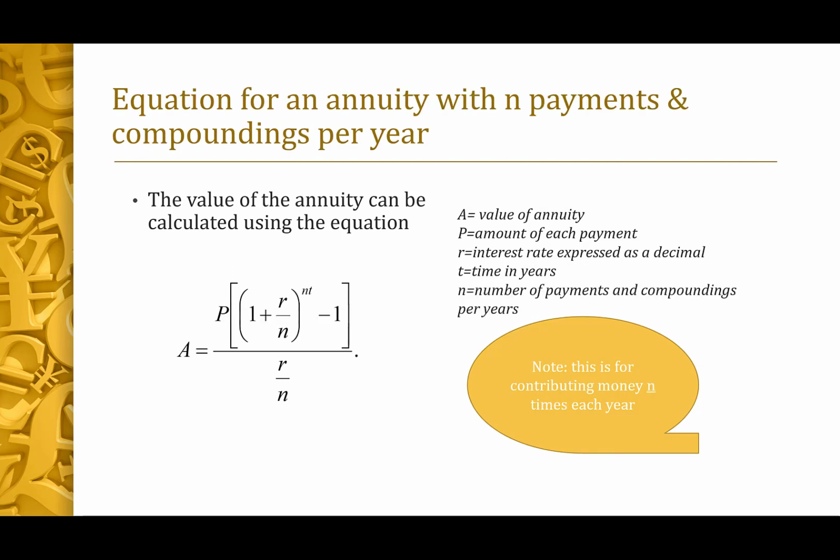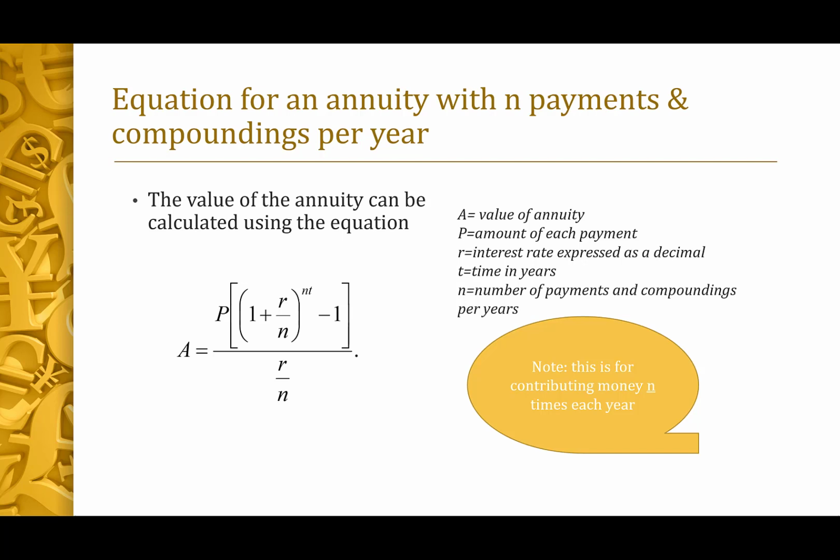If we have more payments that we're going to make, so say we don't want to make one payment a year, we want to make maybe 10 or 12 or 5, some other number, any number n. So our equation for making n payments and having that many compoundings a year is A is equal to P times big parentheses 1 plus R over n parentheses to the nt minus 1, and then divided by R over n. So now, A is still the future amount, P is still the payment you're making, R is still the interest rate as a decimal, T is still time in years, but n is how many payments and how many compoundings you're getting a year.